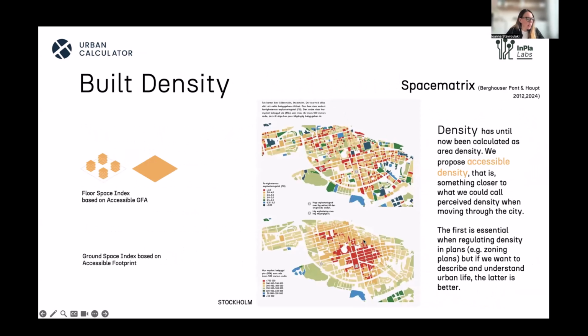I will finish with built density. And there we draw from the space matrix methodology. And the different thing here, the new thing, so to say, is that traditionally density has been calculated as in the upper map. This is a map of central Stockholm, and there density has been calculated on the block level or plot level, meaning how built up a block or a plot, a property, is, how big the footprint is in relation to the plot, how big the gross floor area is in relation to the plot.